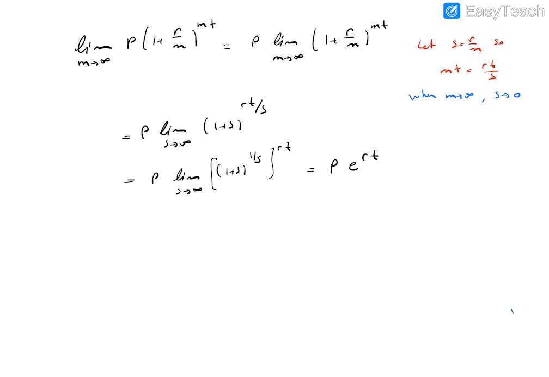So the resulting formula is called the continuous compound interest formula. This is a widely used formula in business and economics.